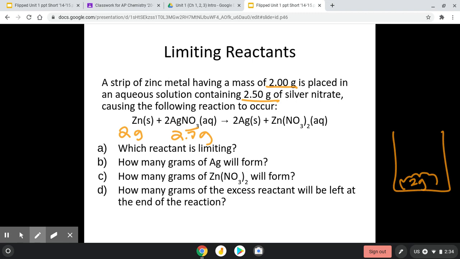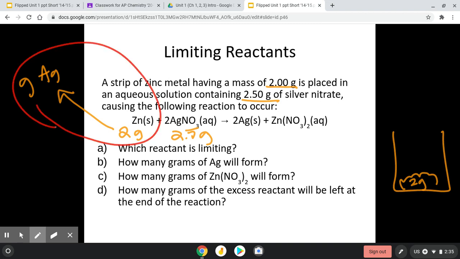So that 2 grams of zinc can be calculated into the mass of silver, and that's a theoretical yield. In theory, we could make that much silver if we use all of our zinc. But what we found was that zinc was our excess reagent, so we're not actually going to make this much silver because we run out of silver nitrate first.